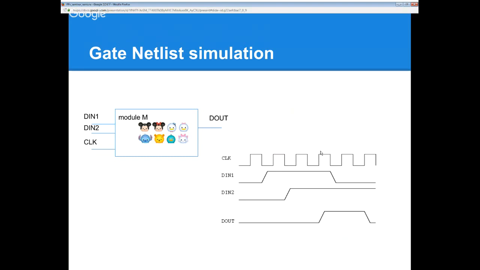Okay, so when we get the gate level netlist, we do gate level netlist simulation. It's the same as a function simulation, but we target the actual netlist. With this simulation, we will have delay information for each cell. Each cell has some delay or such information. So this simulation result is very close to the actual hardware behavior.